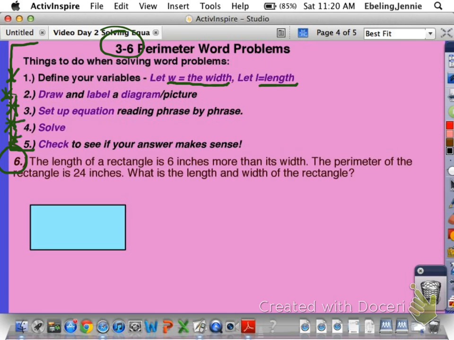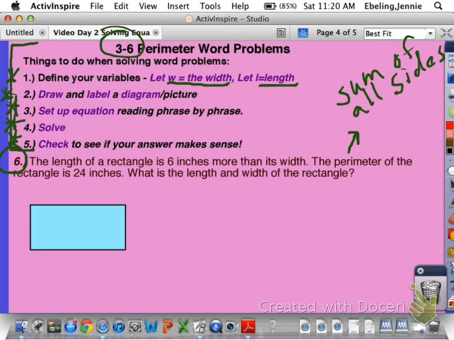Number 6, the length of a rectangle is 6 inches more than its width. The perimeter of the rectangle is 24 inches. Well, first of all, when they tell us perimeter right here, we know that's the sum of all the sides. So we want to add that into our notes. Sum of all sides is the perimeter.